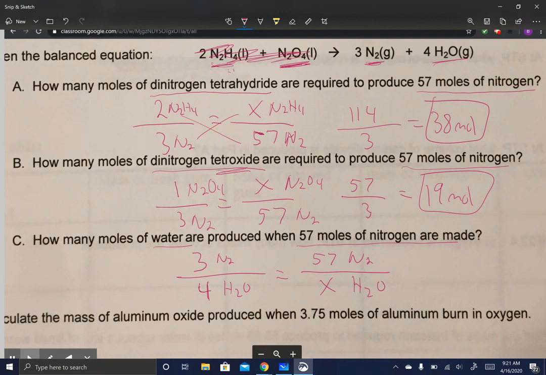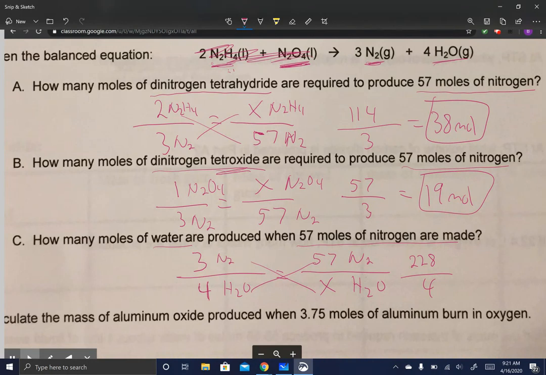So we know 3 and 4 are going to be produced normally. Well, if we increase the reactants like we just talked about, and we get more N2, we're also going to get more water. How much more? Keep the proportion by setting this up. So 3x equals 57 times 4. 57 times 4 is 228.